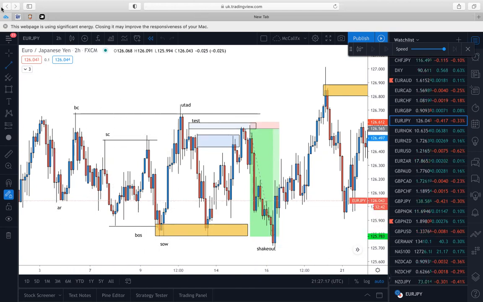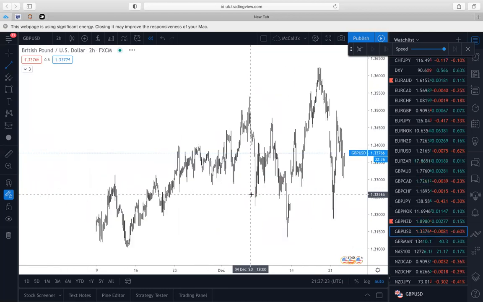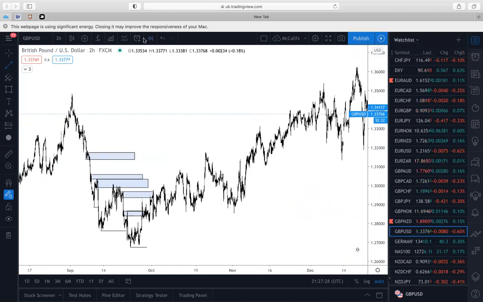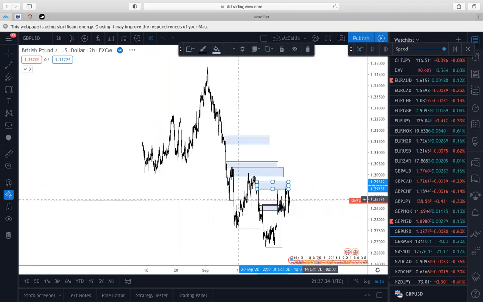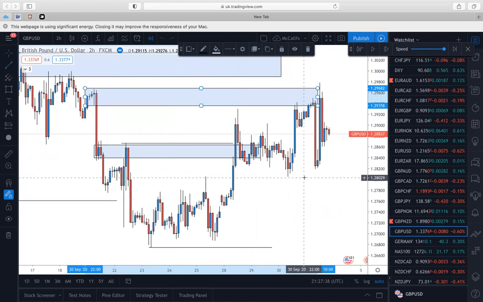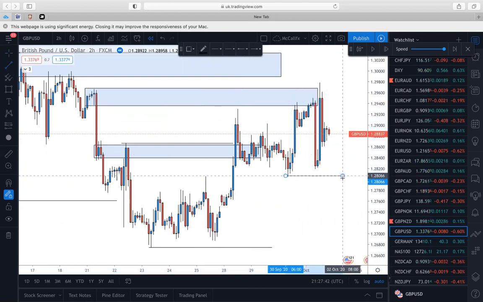So it's the same thing that is happening with the pound pair, right? Price came down. Now I have this next structure. What I'm trying to find is a demand structure.